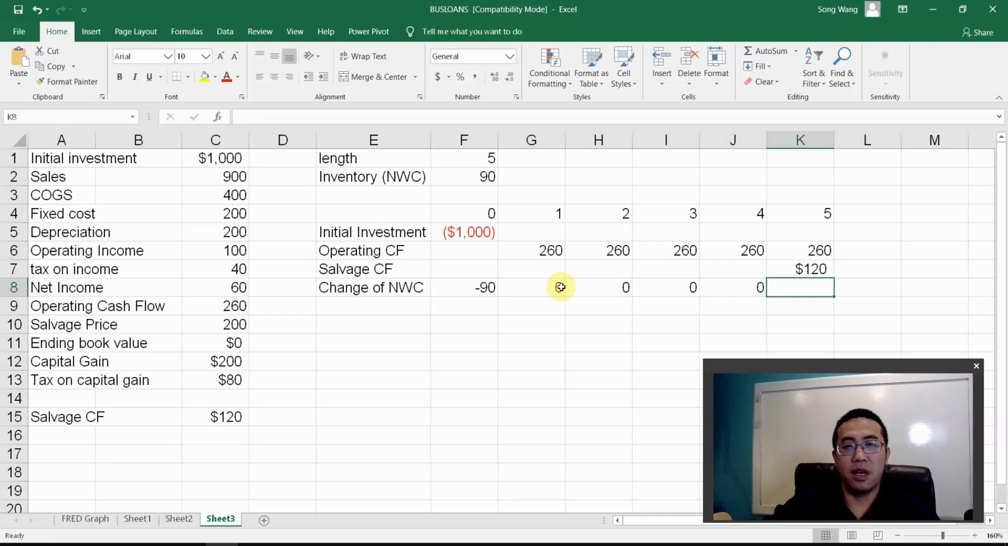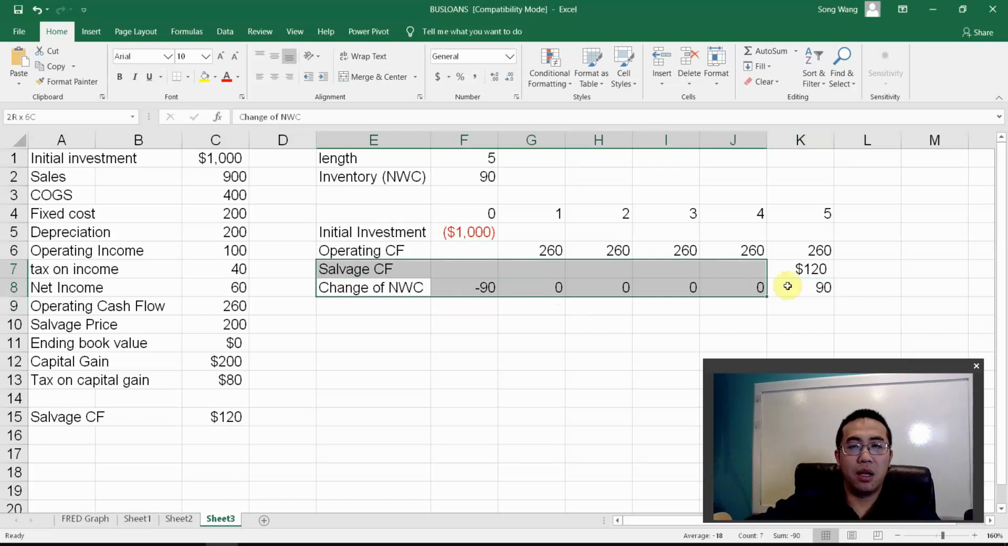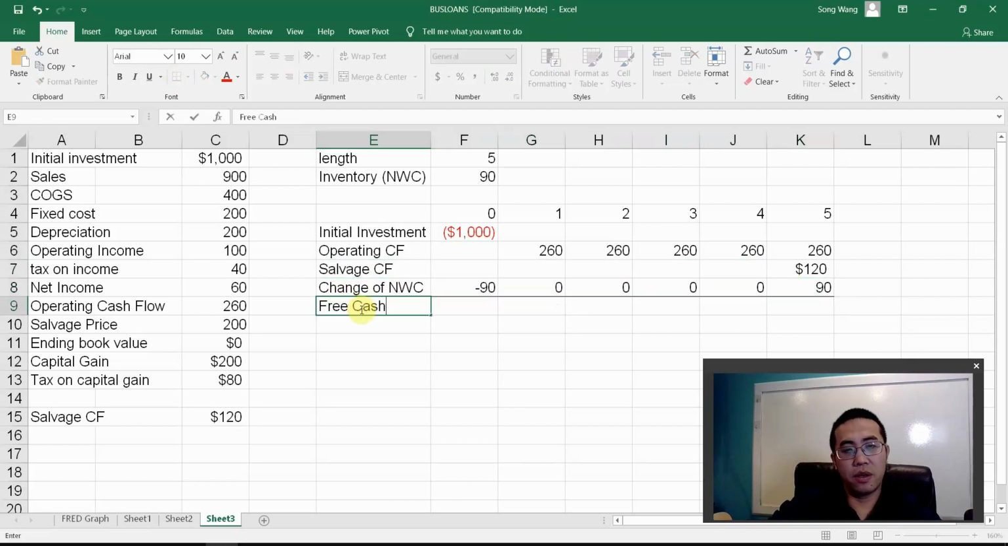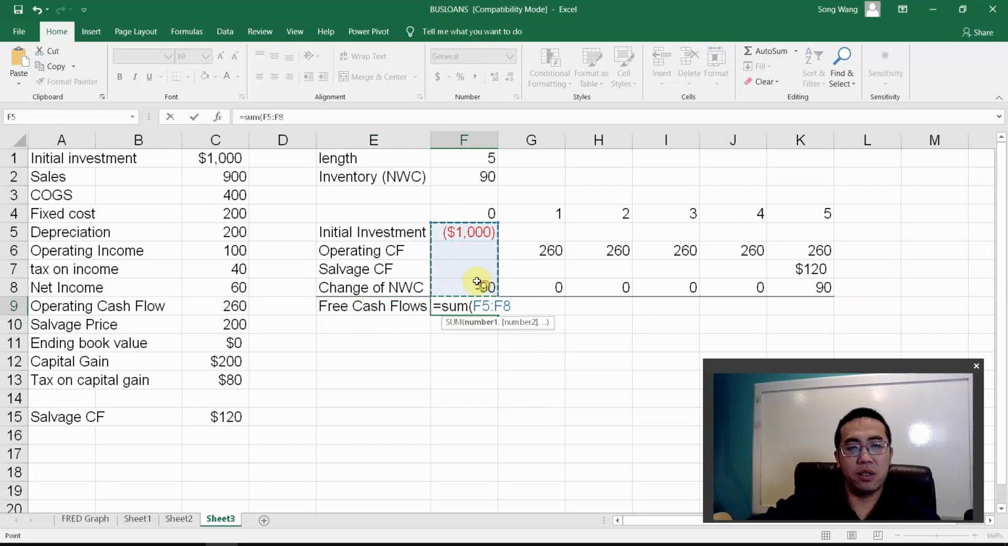So what happens in year 5? I quit my business, and for all the inventory I have in my pocket, I just sell them off, and then I get the money back. How much inventory did I sell? I sell them at $90. That's my normal inventory level. So I would get a positive $90. That's how I do the change of net working capital here. And then based on all of this, I get the free cash flow. Basically, that's a summation of all these 4 components.